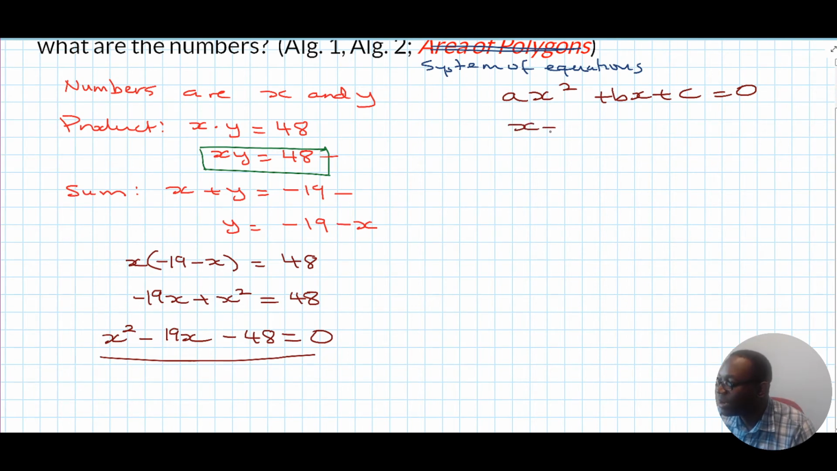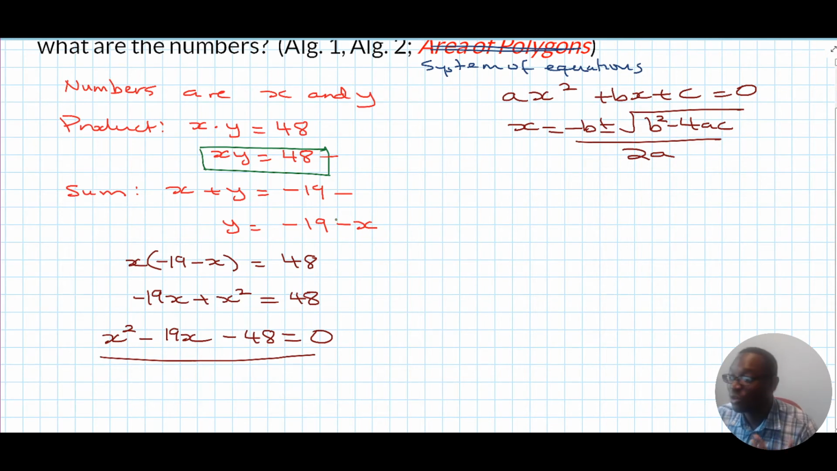So we have x equal to negative b plus or minus the square root of b squared minus 4ac divided by 2a. This is a good habit to form. Before you do anything, try to write the formula so you can at least know what you're working toward, and if you make an error, you can easily spot where your error is. So in this case, we have a is equal to 1 because there's no number to the left of x squared, so you can always assume that to be 1. A equal to 1, b equal to negative 19, and then c equal to negative 48.